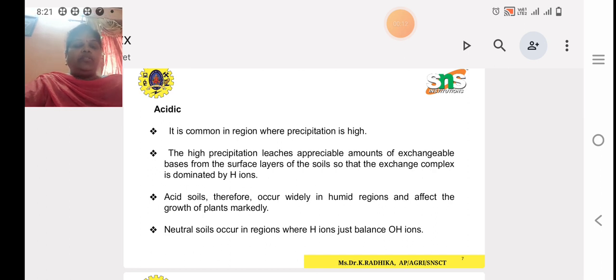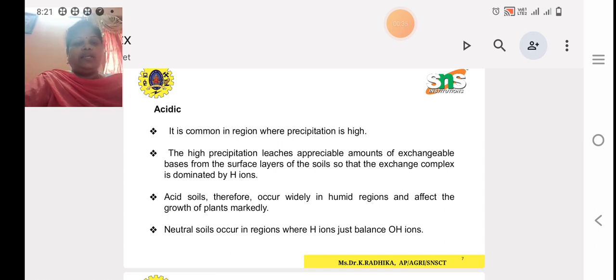Today, we are going to discuss acidity and alkalinity. In the previous class, we discussed the classification of the pH scale. There are three types: acidic condition, neutral condition, and alkaline condition. Today we will discuss the acidic and alkaline conditions in detail.